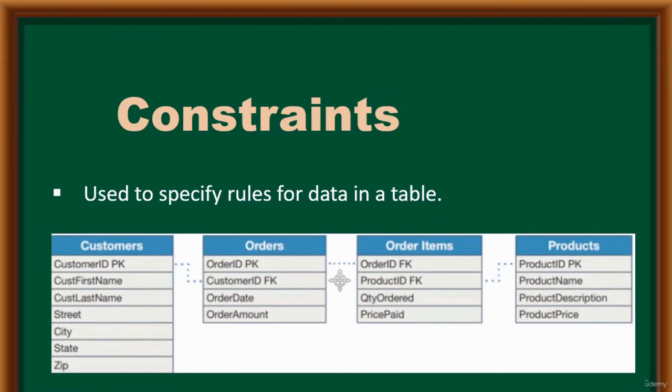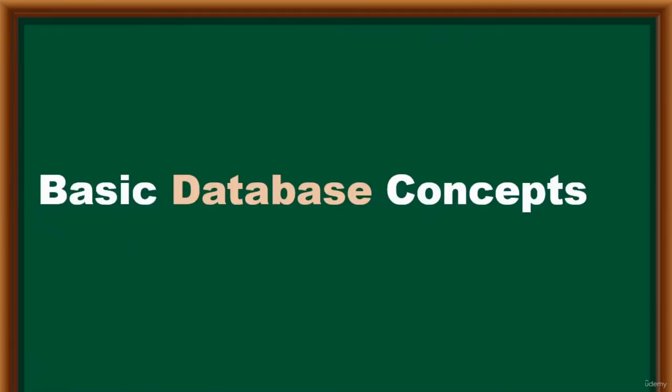There are different types of constraint you can use to specify different types of rules you want your data to follow in a table. So any data you input, you want a set of rules for that data to comply with.